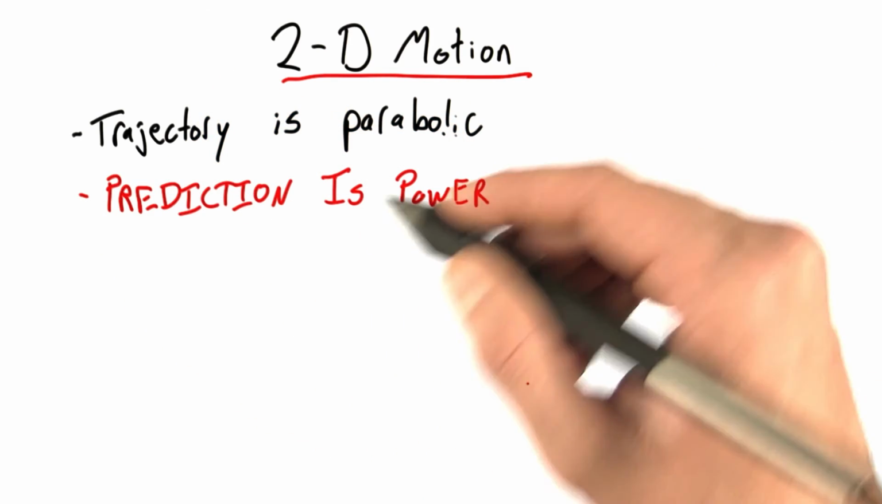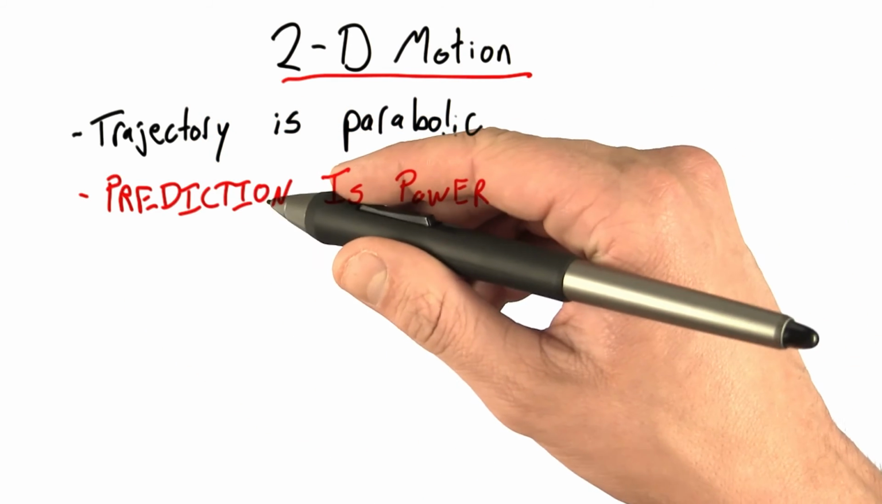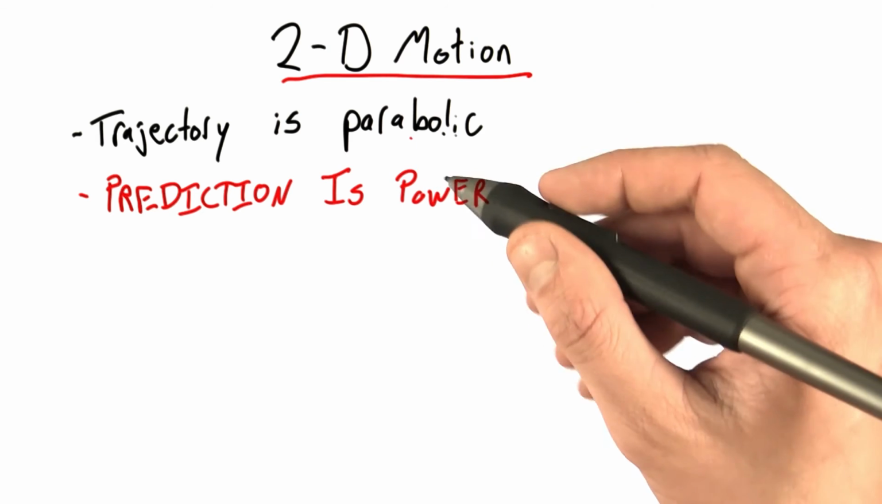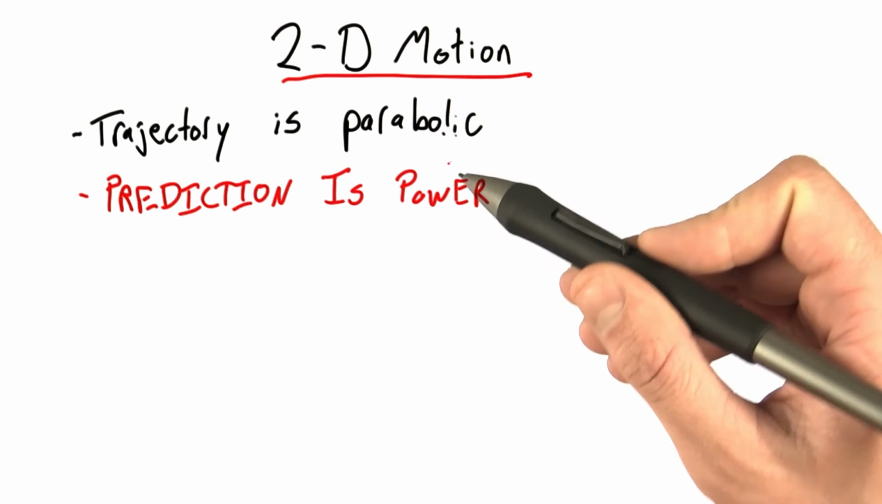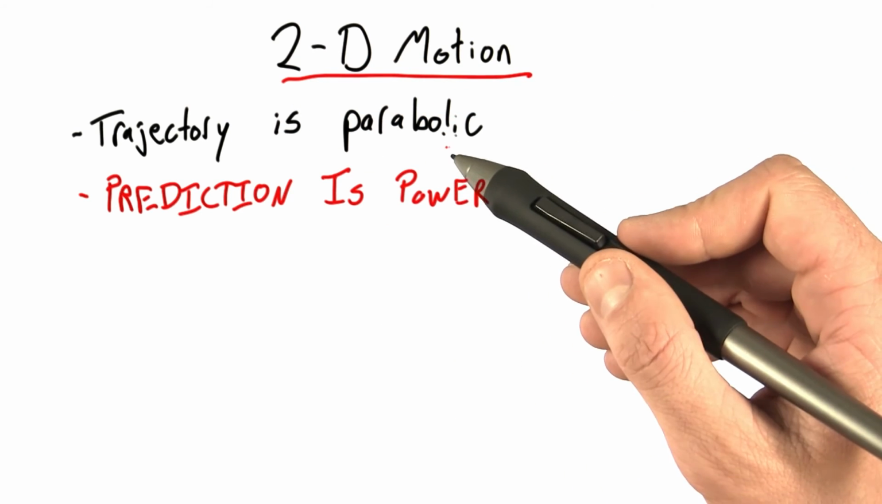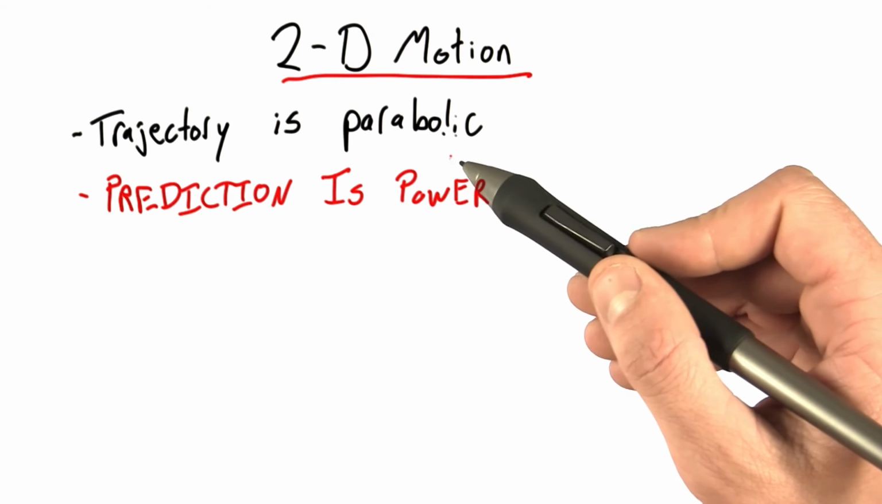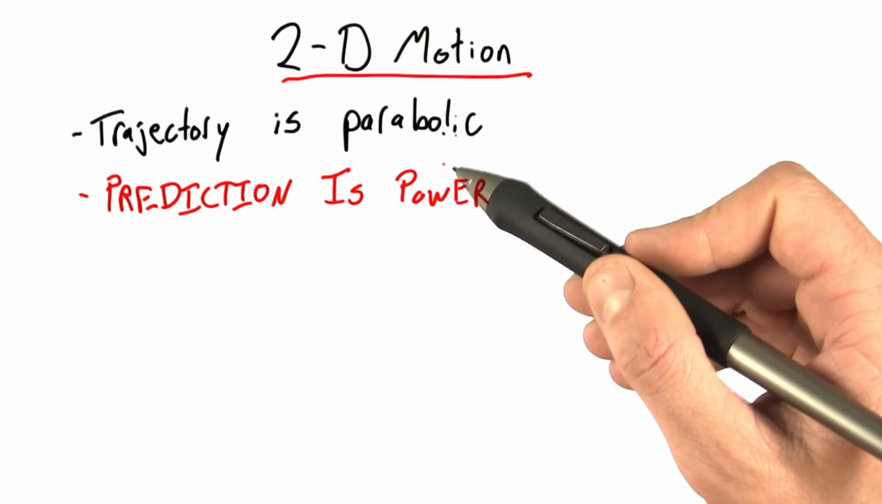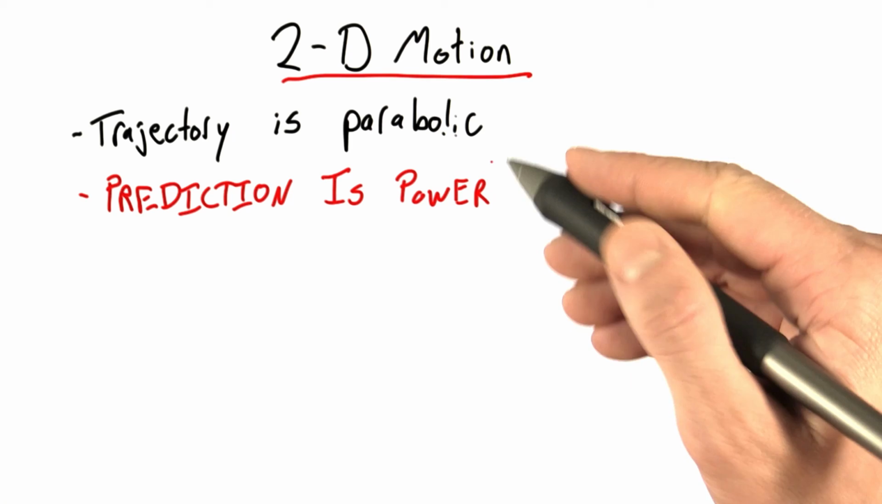In physics, prediction is power. And what I mean by prediction is, can we develop our understanding of motion in such a way that we can explain and predict mathematically how an object will move before we actually throw that object, let's say? We can, and that's what we will do in the rest of this unit.